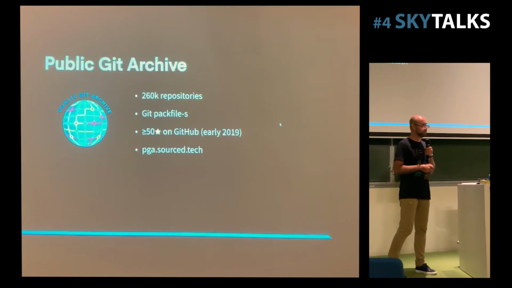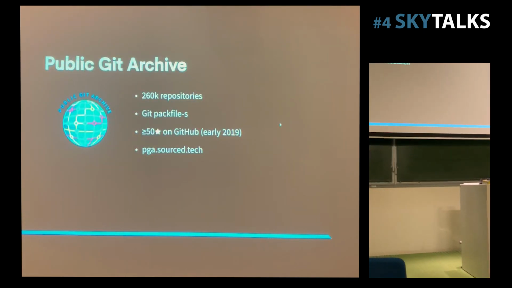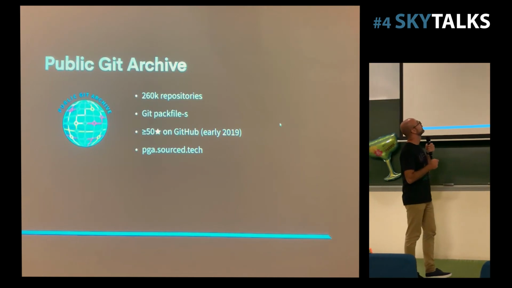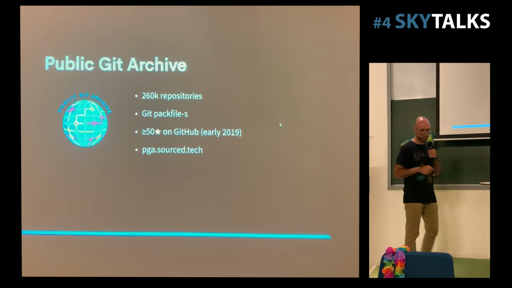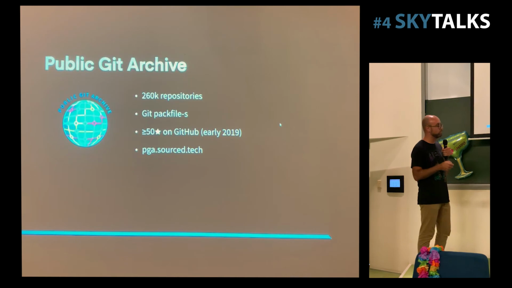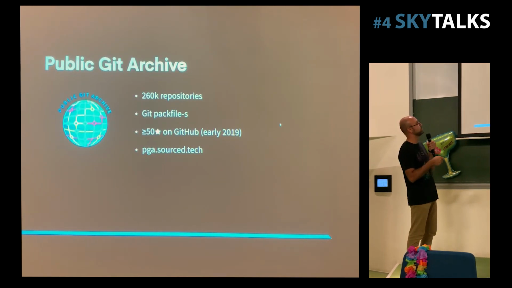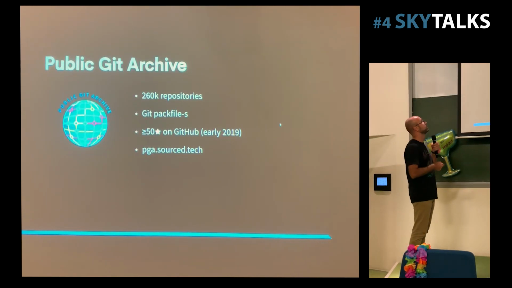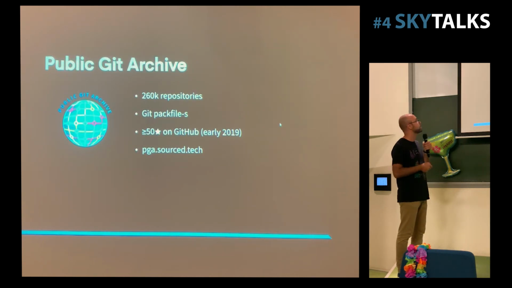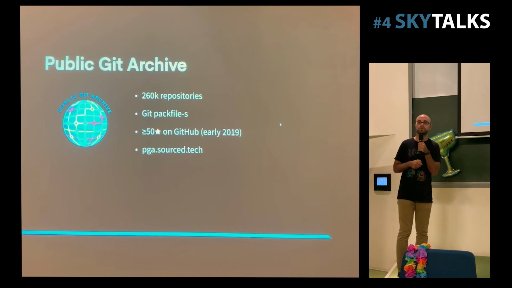The second data set is from sourced, which is the public Git archive. It's quite close to the concept of a code lake, so it contains original Git web files, original Git data, which you can use. Unimpersonated, of course. It contains not so many repositories, but even with 260,000, you get 6 terabytes.